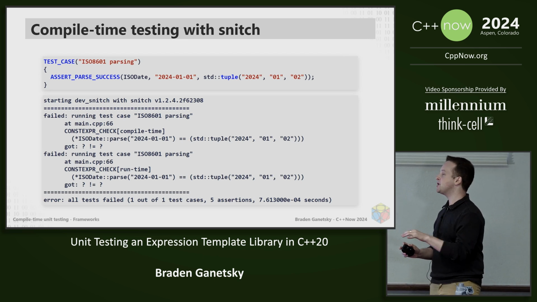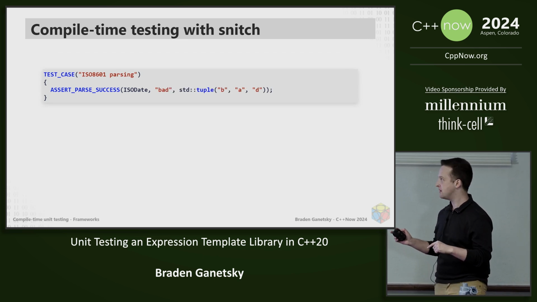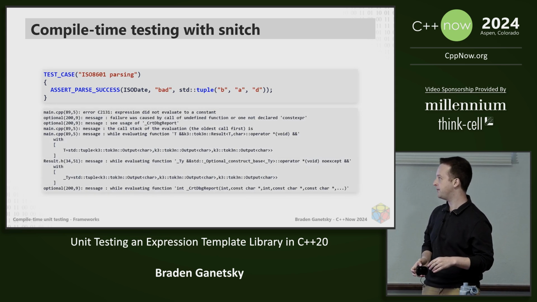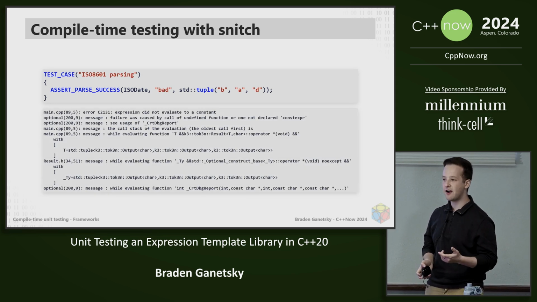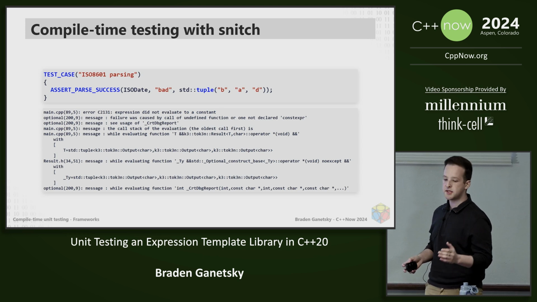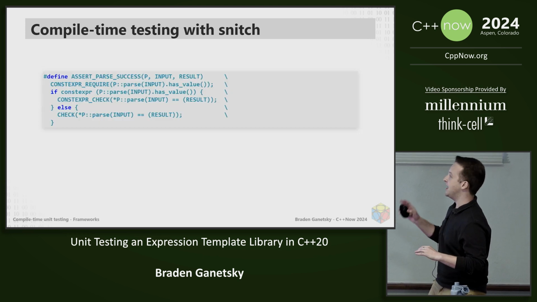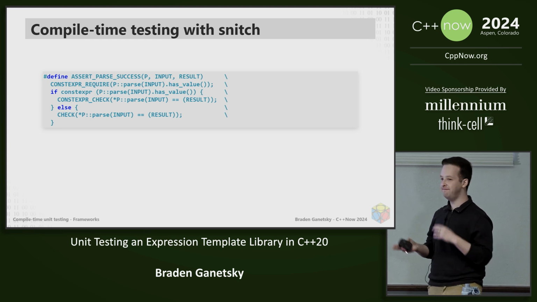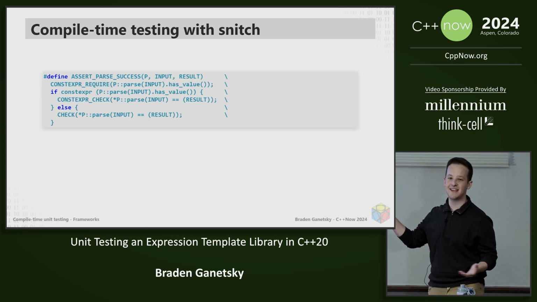OK, now let's try failing the first test case. So this time, actually, I do get a compile error. But the reason that I get a compile error is for the same thing we were talking about a few minutes ago. It's trying to dereference a disengaged optional, which is UB, which is a compile failure. So what I need to do in my macro is put the constexpr check under an if constexpr, and then if that didn't pass, I'll just do a regular check.